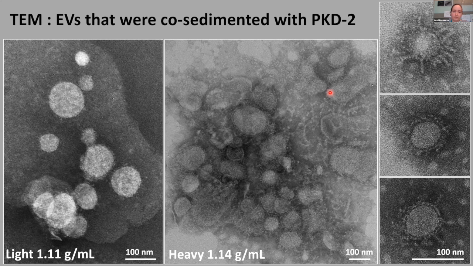But first, we confirmed the presence of vesicles in our light PKD2-enriched fraction and heavy PKD2 fractions. Those are some cute small vesicles that are not visible at this magnification. They all contain EVs. You can see their round structures, and they all have protein associated with them.